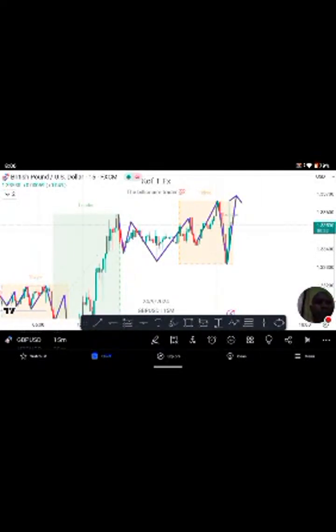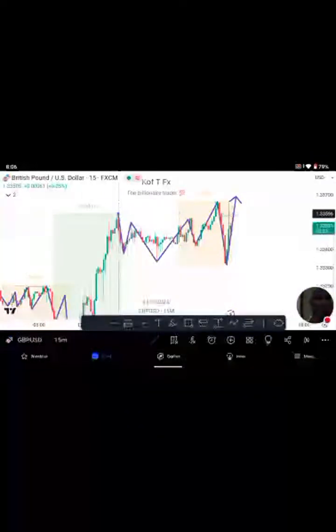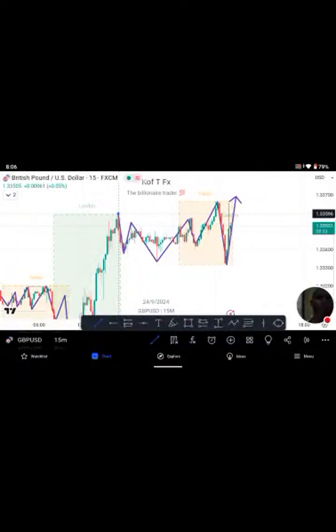Now looking at this, let's consider the structure. Like we have this IDM, that is where it actually took out the IDM. Then it also came back to take out this low.